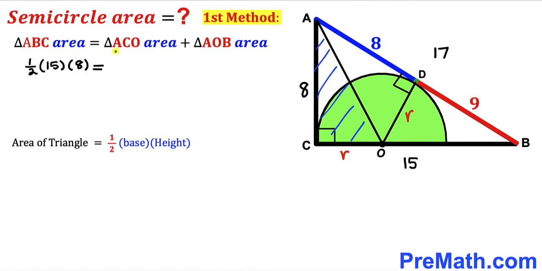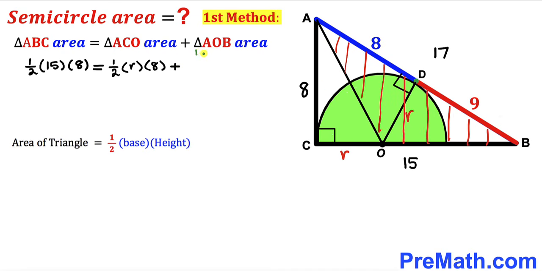And now the area of this triangle ACO is going to be, we've got the base lowercase r and the height is 8. So therefore we could write a half times lowercase r times 8, plus. And now let's focus on this triangle AOB area. Our base of this triangle is 17, whereas the height is lowercase r. So therefore the area of this triangle AOB is going to be a half times 17 times the lowercase r.